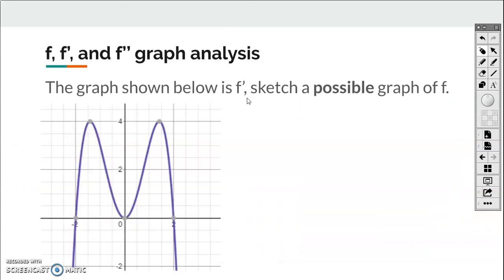Now we're going to work backwards. So start with f prime, sketch a possible graph of f. It's a possible graph because when we're going backwards, or when we're going up a level, you can shift it up or down, because if we had taken the integral, you'd have a plus c, and we don't know what that constant is. All right, let's see how you guys are doing.